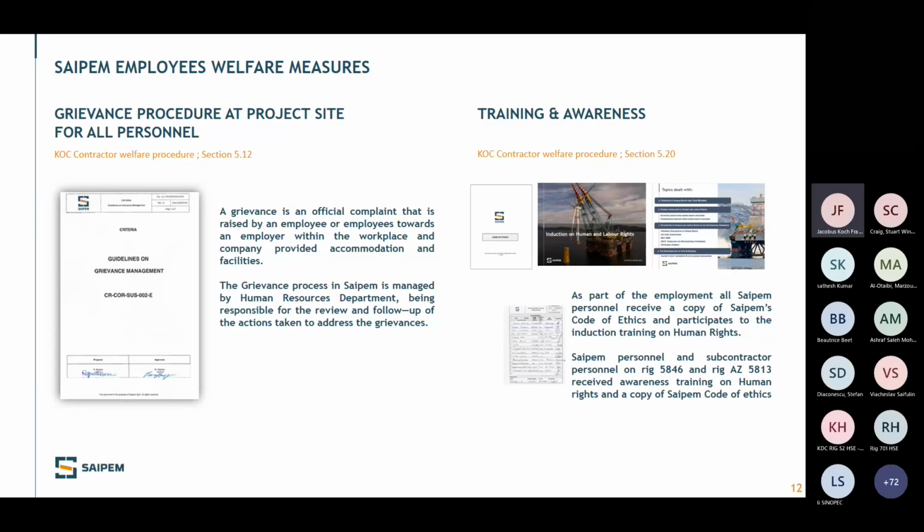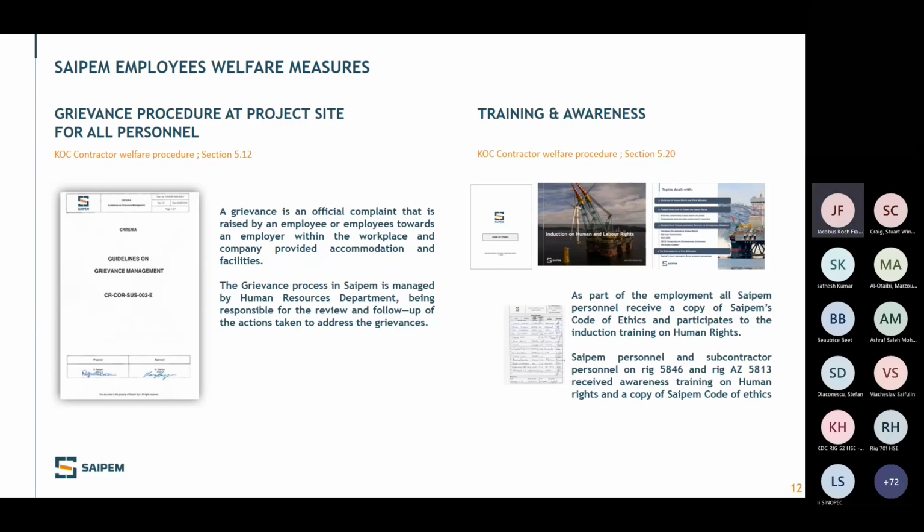On both SAIPAM rigs, we have what we call the yellow boxes. They are situated all over the location, and on a weekly basis they are emptied. If there is any grievance, it will be sealed and sent to the office where the Human Resource Department will take care and do the necessary actions.